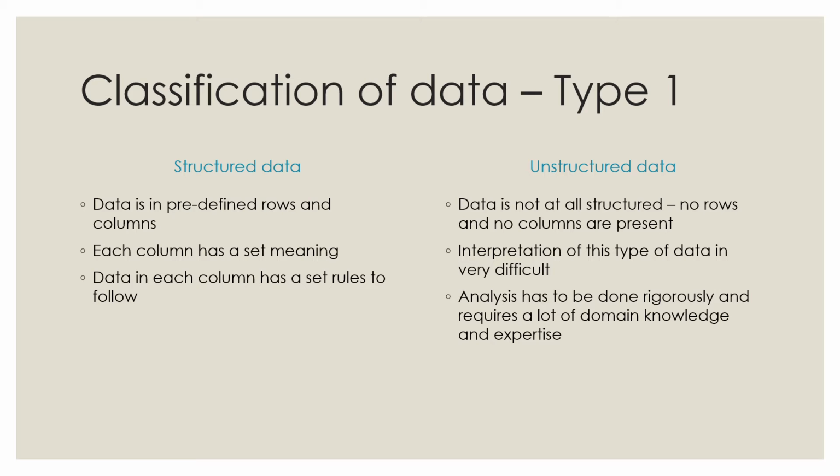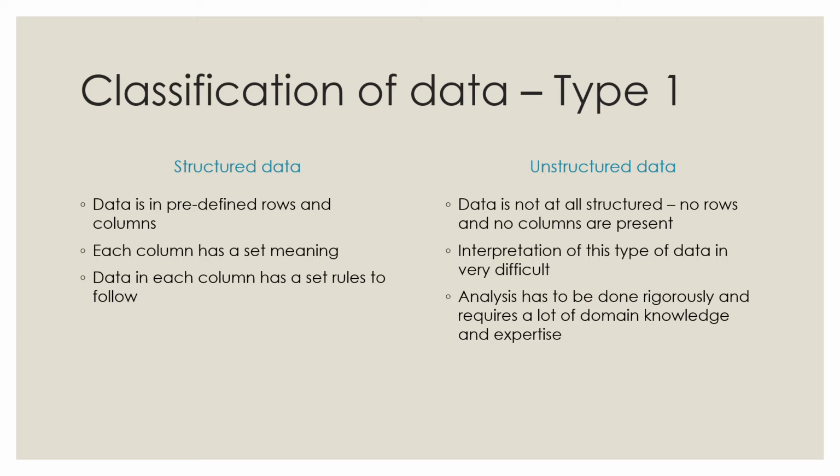That means when you get the raw data, no column will be given to you with an undefined meaning, where you don't know what the column means. That will not happen, because each column will have a set meaning, and each column will also have a set rule which it will follow.